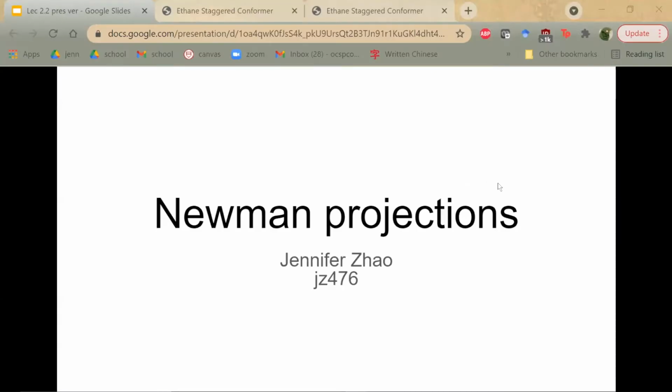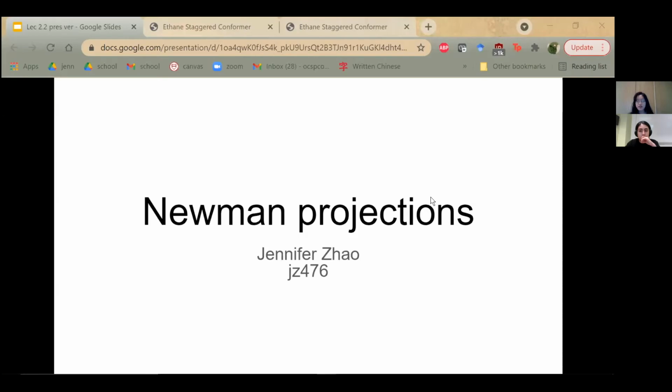So I'm going to be talking to you guys today about Newman projections. Okay, all right, so back on topic. So Newman projections are essentially another way that we can draw organic molecules. It's going to be super useful in this course. Let me full screen this actually.